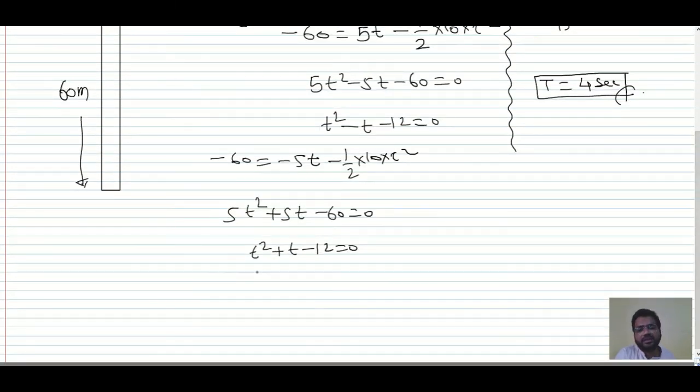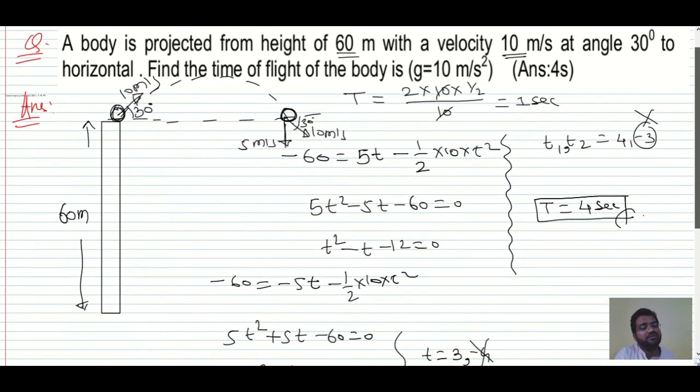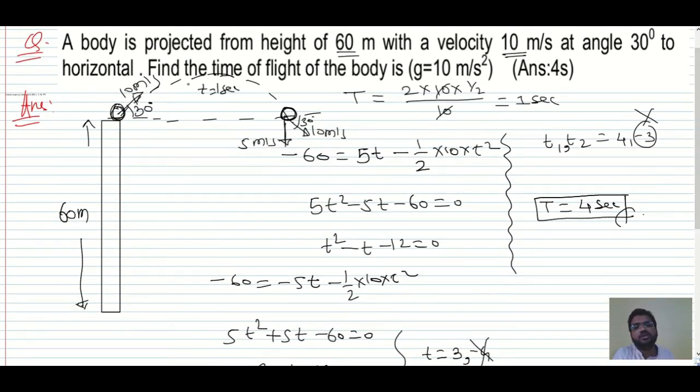So 5t squared plus 5t minus 60 is equal to 0. So t squared plus t minus 12 is equal to 0. Now the roots are t squared plus 4t minus 3t minus 12 is equal to 0. So t(t plus 4) minus 3(t plus 4). Now take t plus 4 common: (t plus 4)(t minus 3) is equal to 0. So as you can see, time is 3 or minus 4; minus 4 is not possible, so 3, and the earlier 1 second we calculated. So the total time of flight is 4 seconds. You can go by any method, you will get the same answer, right? So this is the fifth question.